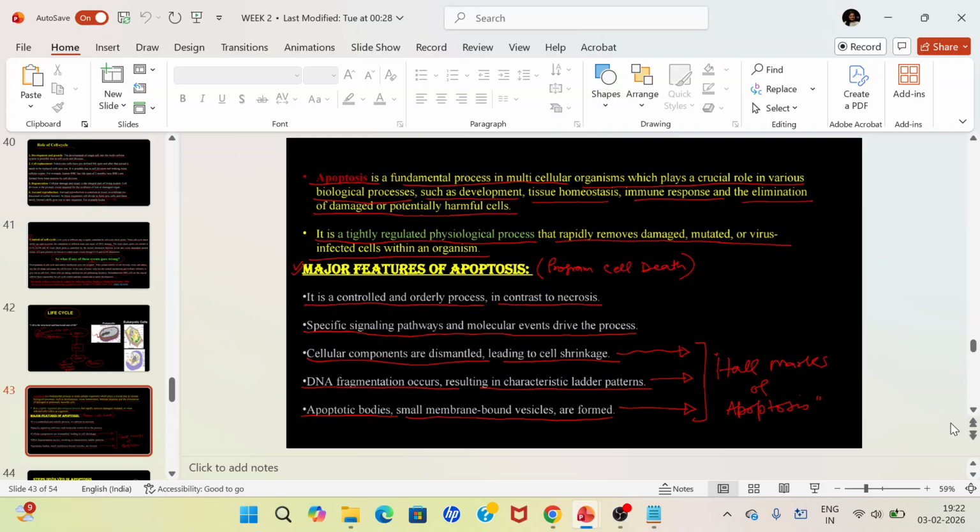Okay, what are the major features of apoptosis? It is a controlled and orderly process, in contrast to necrosis; we'll see the differences between apoptosis and necrosis. Specific signaling pathways and molecular events drive the process. Cellular components are dismantled, leading to cell shrinkage. DNA fragmentation occurs, resulting in characteristic ladder patterns. And apoptotic bodies, basically small vesicles, are formed. So these are the hallmarks of apoptosis, that a cell is undergoing apoptosis.